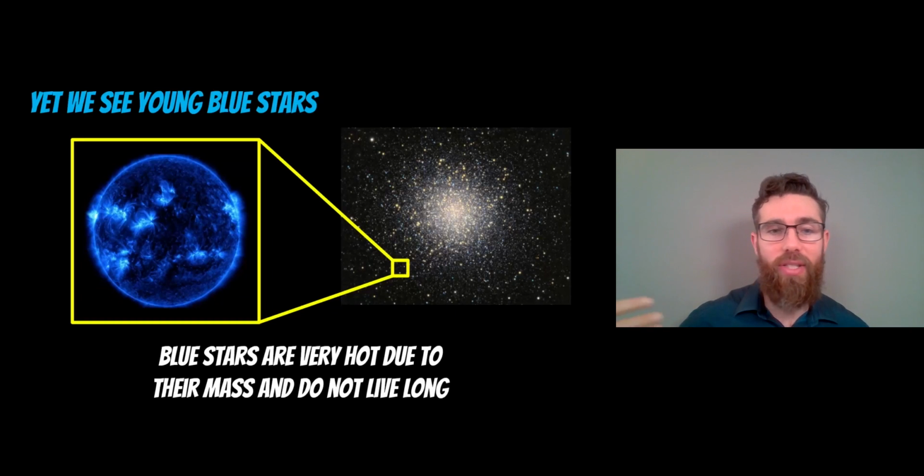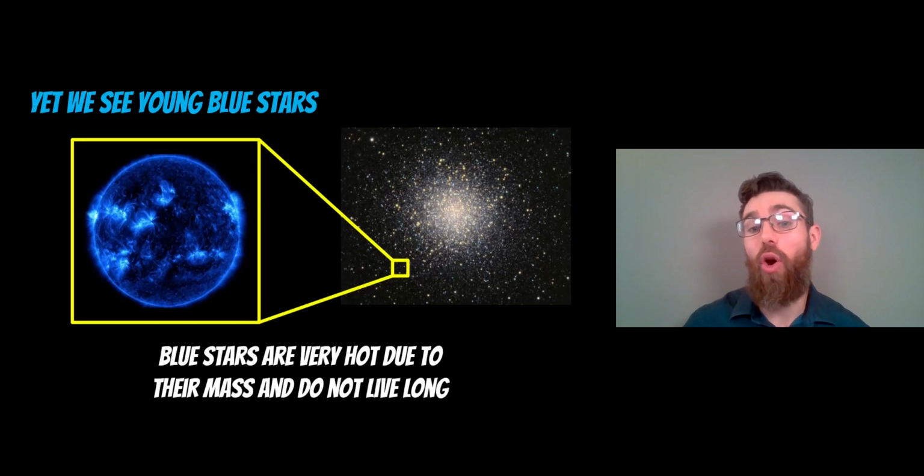So if we have a star that lives not as long as a smaller star or a redder star, then seeing them here obviously raises some questions, because it means they've got to be young. It means something must have formed them relatively recently compared to the other stars, because they don't live very long.